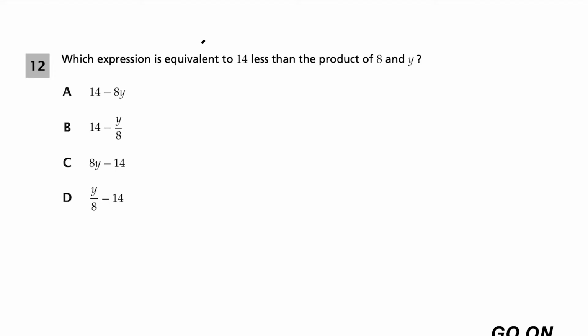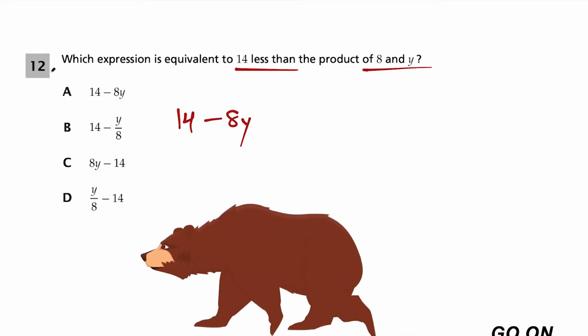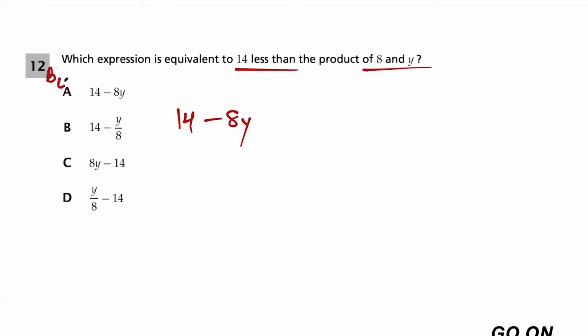Question 12, which expression is equivalent to 14 less than the product of 8 and y? Now be careful with this question. When students go through this very quickly, they say 14 less than tells me subtract, product of 8 and y is 8 times y, so choice A. But be careful, this is a very dangerous bear trap. So for this, you want to think about this a little bit more carefully here.